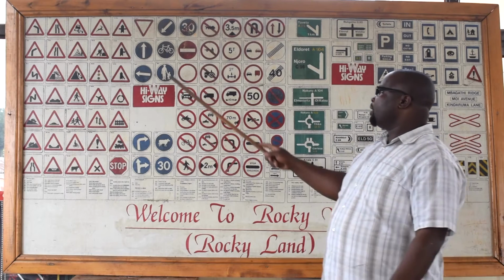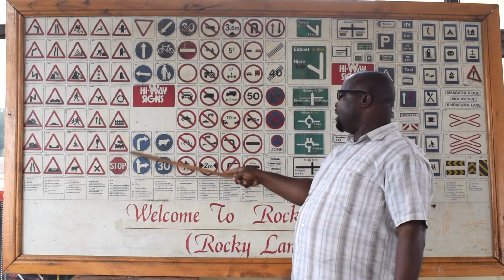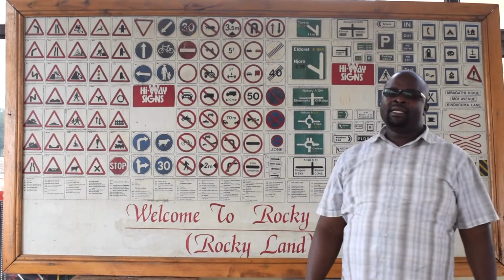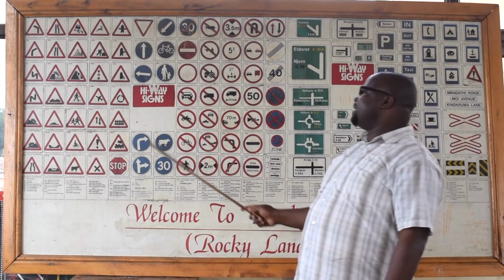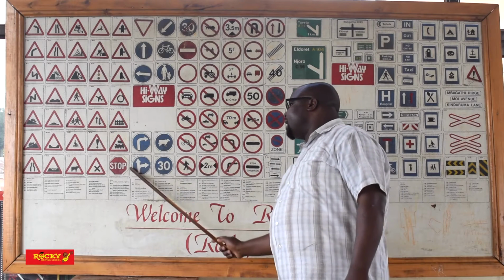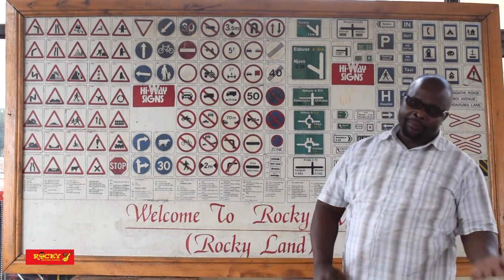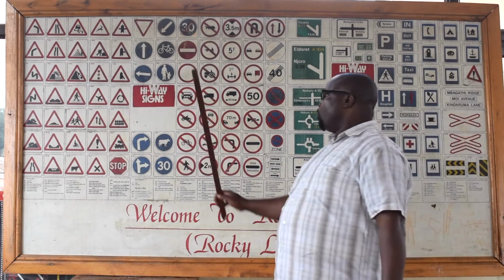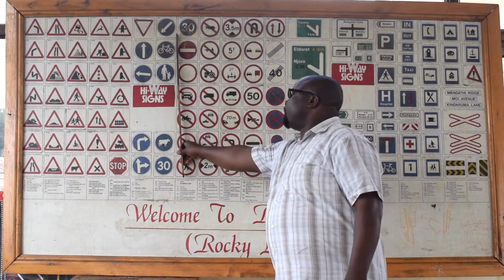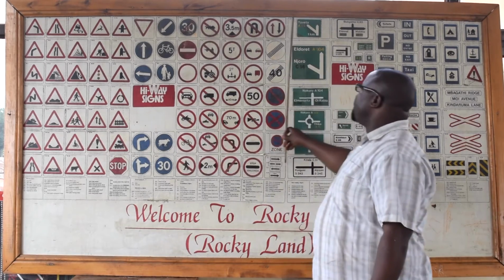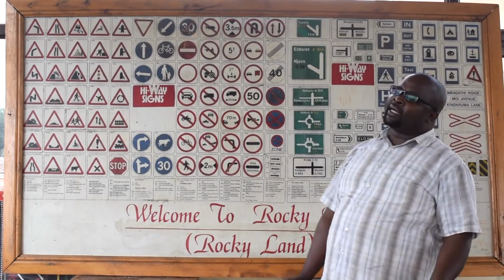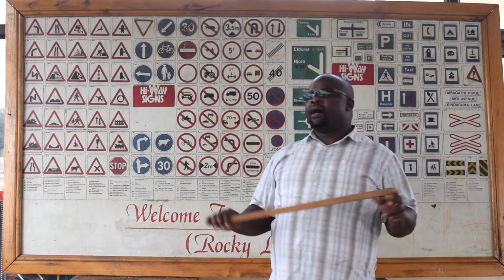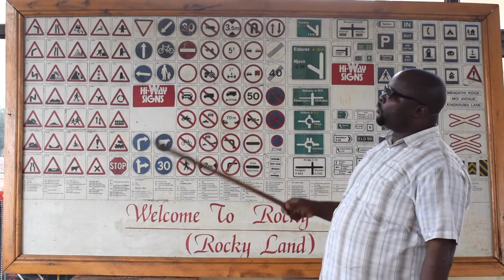Subgroup number two are these blue signs here. We call them compulsory signs. Compulsory signs are blue in color, circular in shape. We also have these signs here, from this point to this point, which we call regulatory signs. Regulatory signs are red in color, circular in shape.